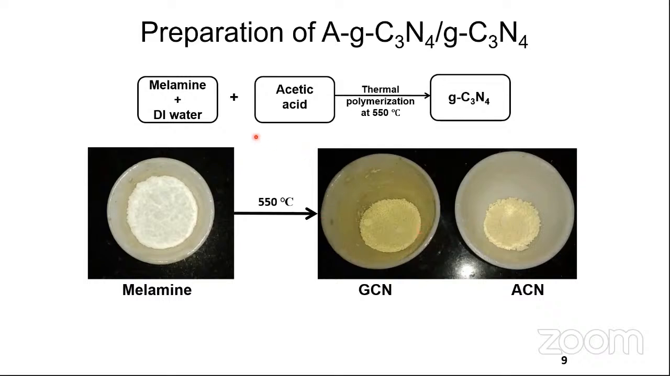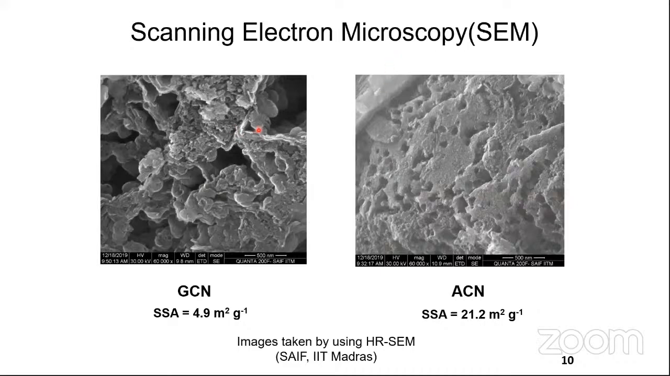We synthesized this carbon nitride with pre-treatment of the melamine with acetic acid, which forms the acetic acid modified carbon nitride, denoted by ACN. As you can see, it is a slightly pale yellow color compared to the pristine carbon nitride formed without acetic acid pre-treatment. In scanning electron microscopy, you can see this ACN has a porous structure compared to GCN, and around a 5 times increase in the specific surface area.